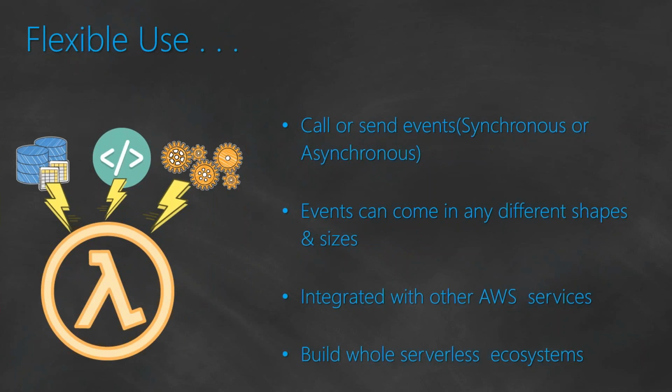The other flexible usage that Amazon provides is that you can trigger your Lambda functions with synchronous events or even asynchronous events. And the events can come in any size and shape. It can be an EC2 instance changing its state, DynamoDB tables getting updated, or S3 buckets having modifications to their objects. Since there are multiple services integrated and new services coming online, you can build a whole new serverless architecture in the cloud using AWS Lambda.